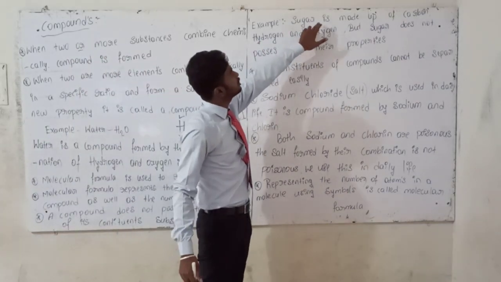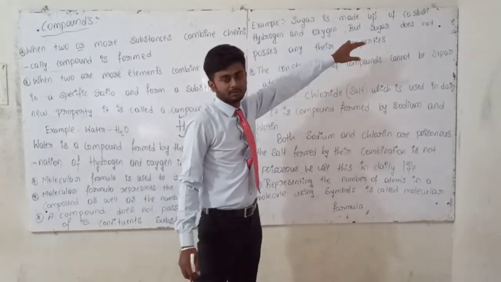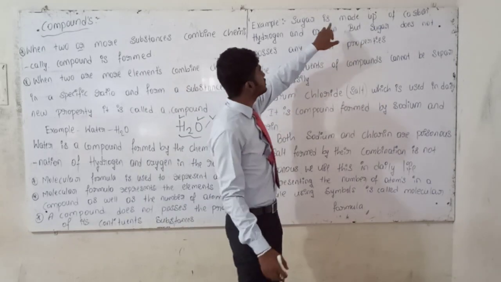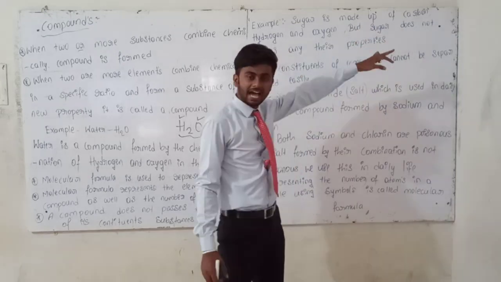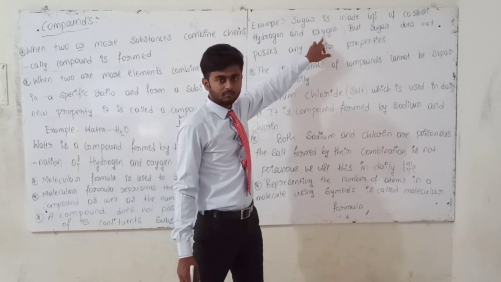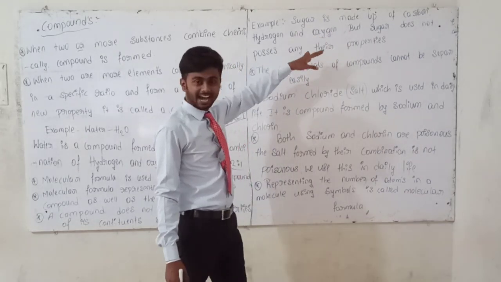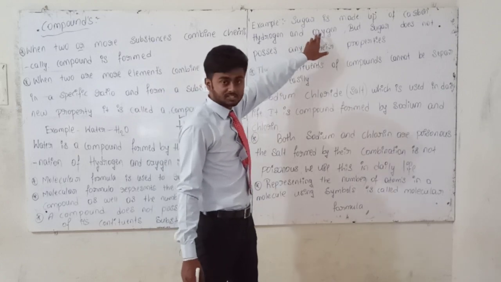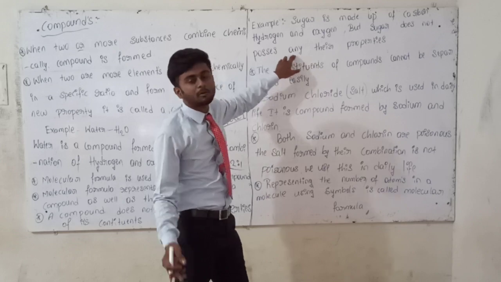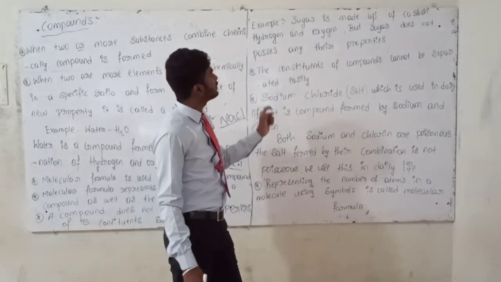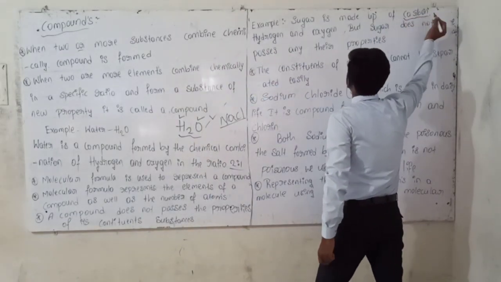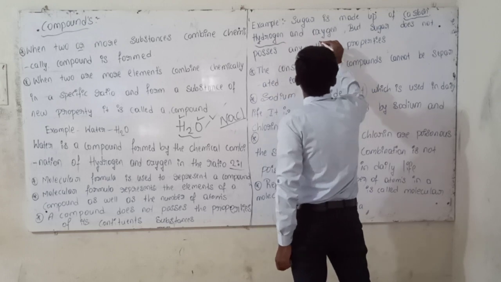The compound does not possess the properties of its constituent substances. For example, sugar is made up of carbon, hydrogen and oxygen, but sugar does not possess any of their properties. In the sugar, carbon is there, hydrogen is there and oxygen is there.